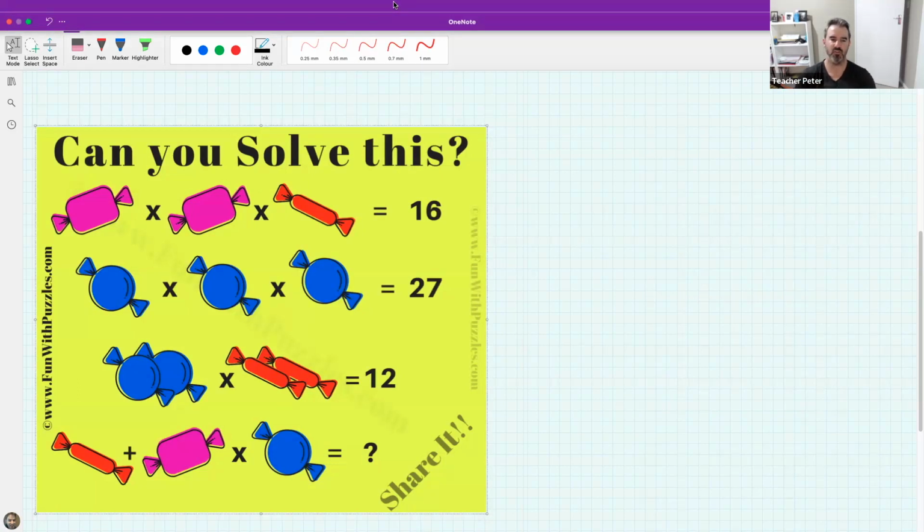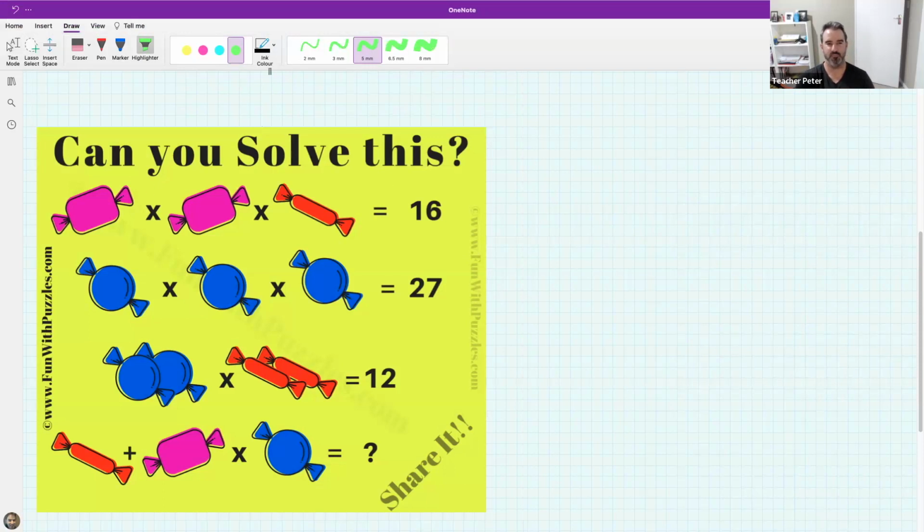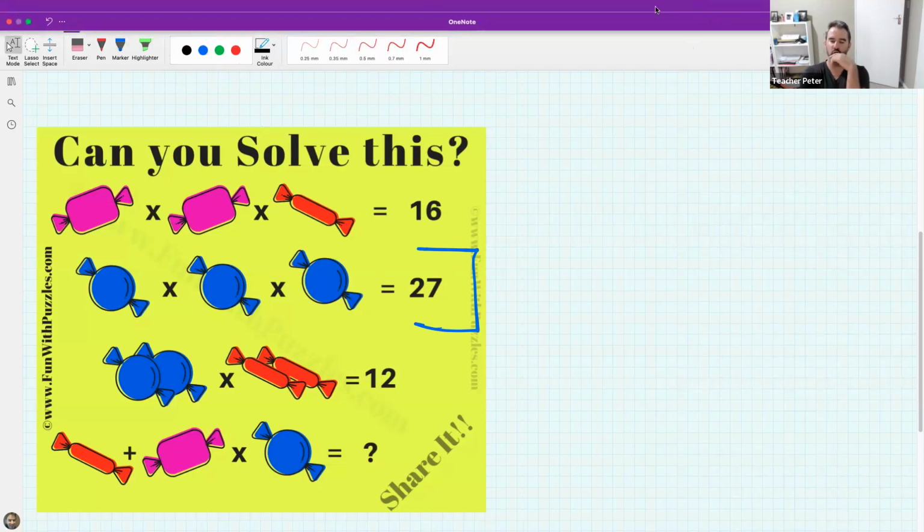So where do we start with a puzzle like this? Where should we start? Row number 1, 2 unknowns. So I don't really know what's going on there. I think I would start in this row. What does a blue sweet have to be equal to?